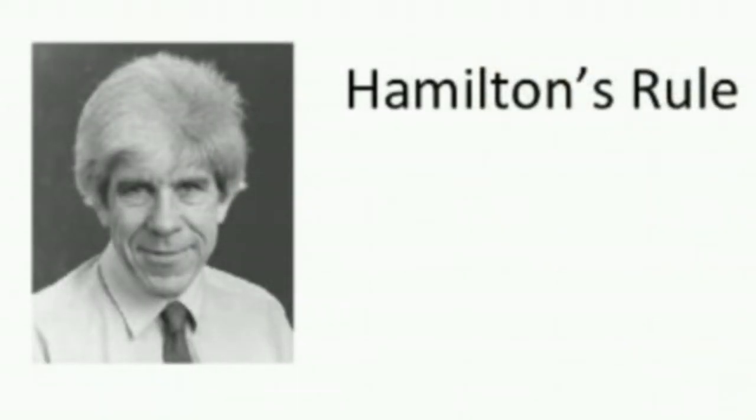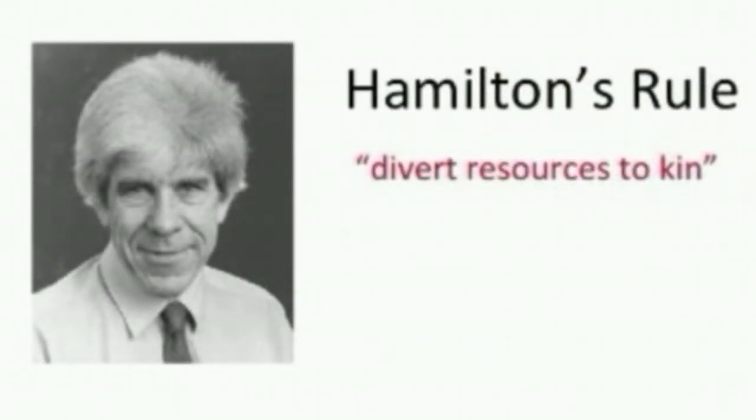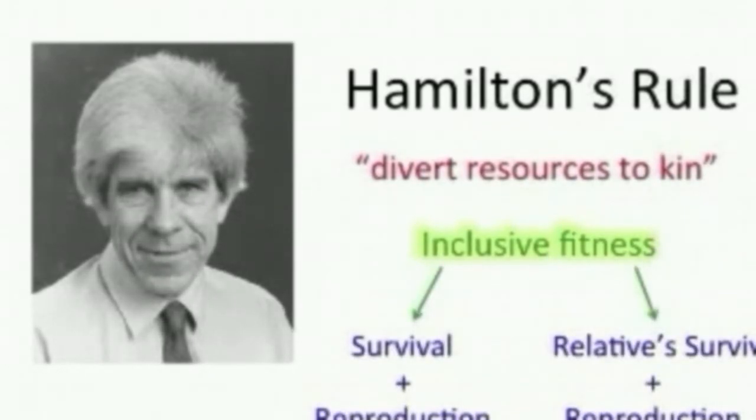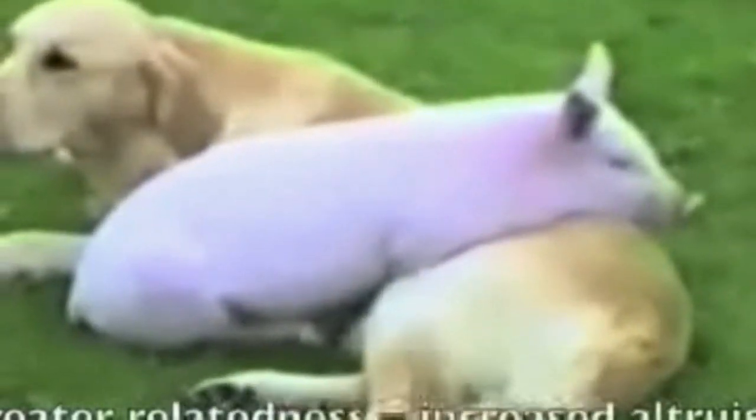Hamilton's rule proposes that selection favors diverting resources to kin when the benefits of doing so outweigh the costs to the helper. This brings us to inclusive fitness. An individual's overall fitness is determined by its own survival and reproduction, as well as those of its relatives. Ultimately, greater relatedness leads to increased altruism.